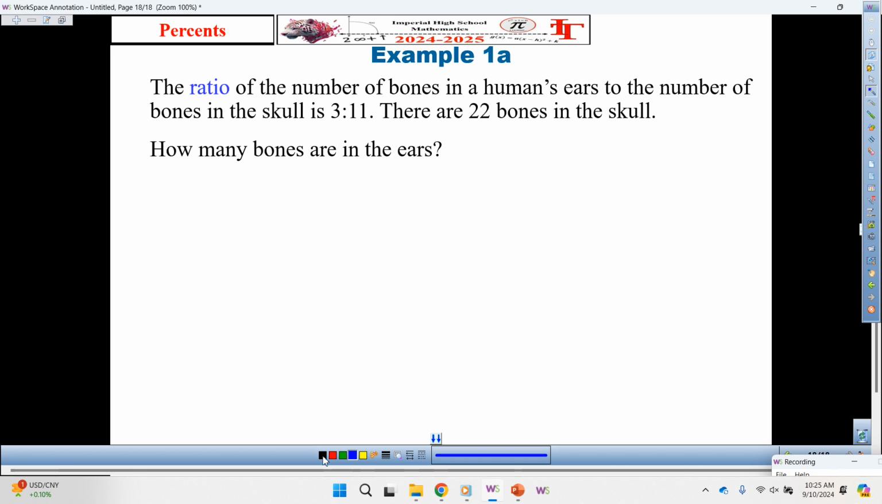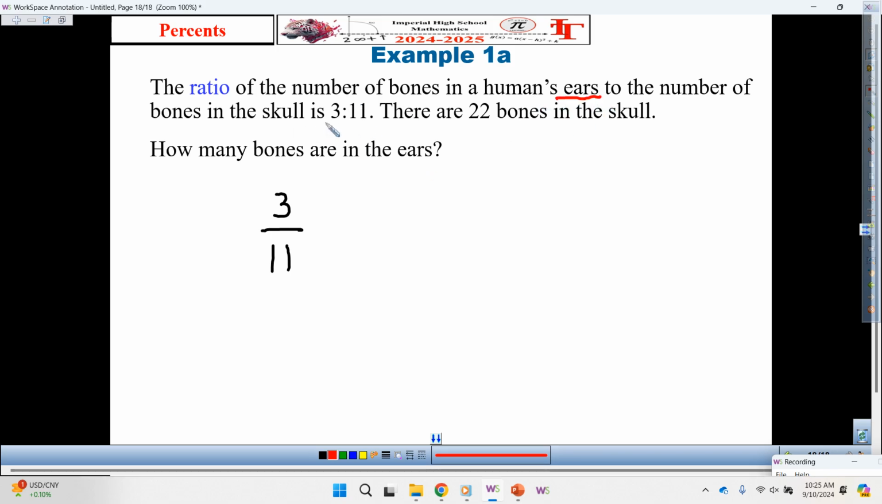Yes. How would I write that in a ratio form? 3 over 11. It's right there. 3 to 11. Are we there so far? All right. Here goes the next part. Write your utensils down. Look up to the screen. Once you are given a ratio, you need to figure out what number corresponds to what. So you're going to read the problem and label stuff. So I'm going to read it. The ratio of number of bones in the human ears.